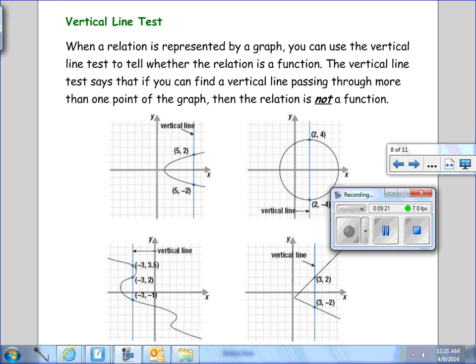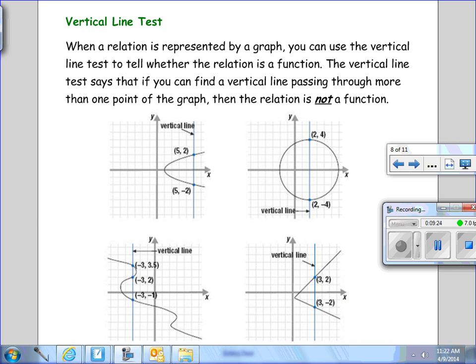Now, there's another way that you can determine by looking at a graph. When a relation is represented by a graph, you can use the vertical line test to tell whether the relation is a function. The vertical line test says that if you can find a vertical line passing through more than one point of the graph, then the relation is not a function. So in these examples, on the first one, you'll notice that the vertical line is passing through 2 points. The 5 is repeating, so this is not considered a function.